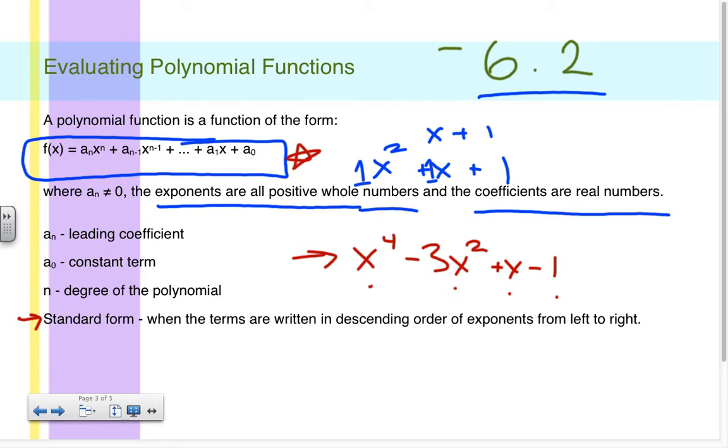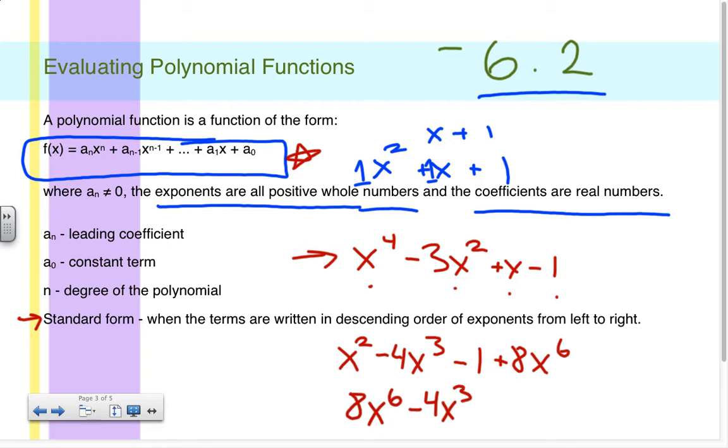So going from left to right, we start with our biggest term on the left and go down to the right. So if I had x squared minus 4x to the third minus 1 plus 8x to the sixth, that wouldn't be in standard form right now, because it's not in descending order in terms of the exponent. So if I want to change that, I could say x to the sixth is my highest exponent. I would subtract 4x to the third because that comes next. I would have x squared, and I would say minus 1. Those two functions are the same exact thing. It's just that the second one ends up being in standard form.